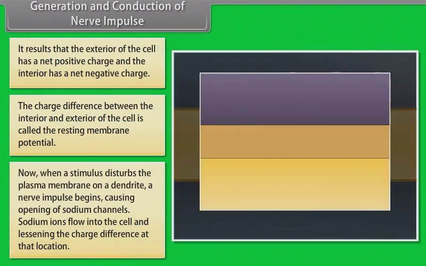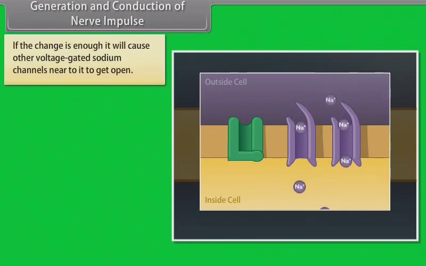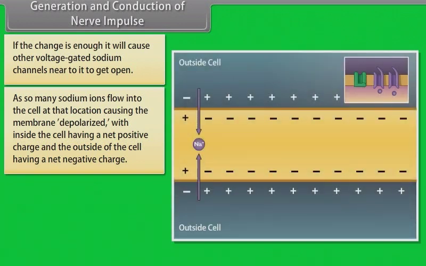Now, when a stimulus disturbs the plasma membrane on a dendrite, a nerve impulse begins, causing opening of sodium channels. Sodium ions flow into the cell and lessen the charge difference at that location. If the charge is enough, it will cause other voltage-gated sodium channels near it to open. As so many sodium ions flow into the cell at that location, the membrane is depolarized, with the inside of the cell having a net positive charge and the outside of the cell having a net negative charge.